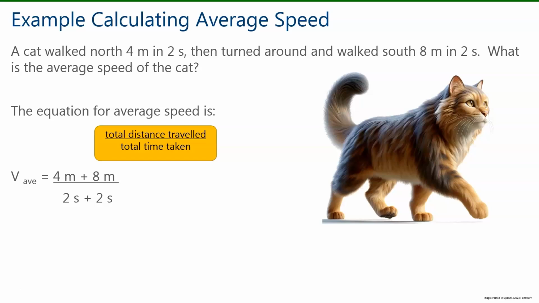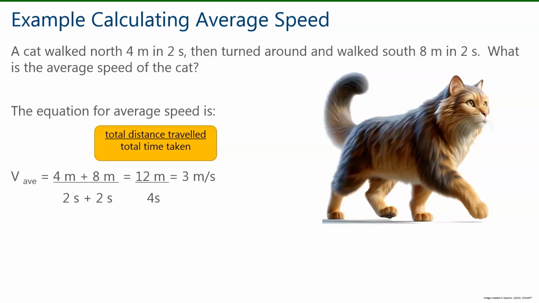So for our total distance, we have 4 meters plus 8 meters, and our time, we have 2 seconds plus 2 seconds. So we have a distance of 12 meters divided by a time of 4 seconds, which gives us 3 meters per second. Notice that I kept the correct number of significant digits here.